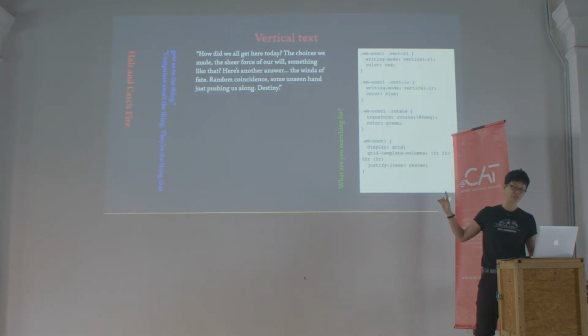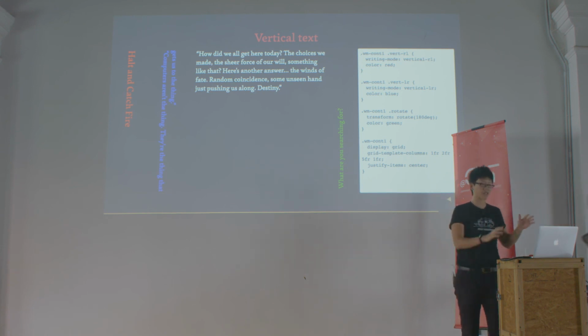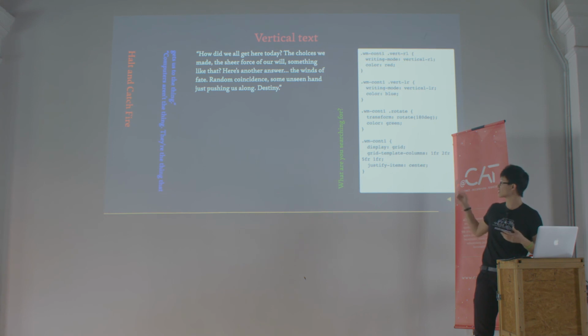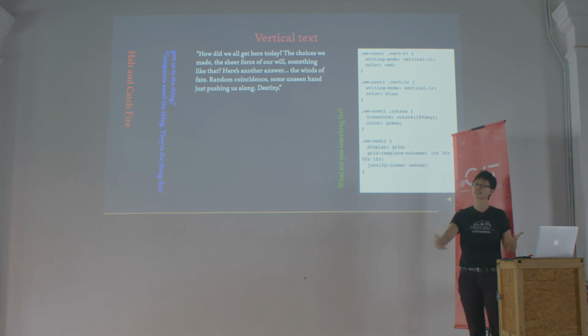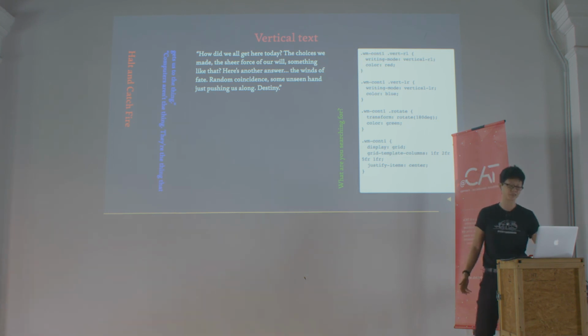So this example just demonstrates the writing mode property's different values. So there's vertical RL, which is the one in red, vertical LR in blue, where the text runs from left to right. We can also combine this with transforms. So if we apply a rotate, we can make the text face the other direction, like in the green example. But you may be thinking, how can we use something like this in the context of a Latin-based writing system?